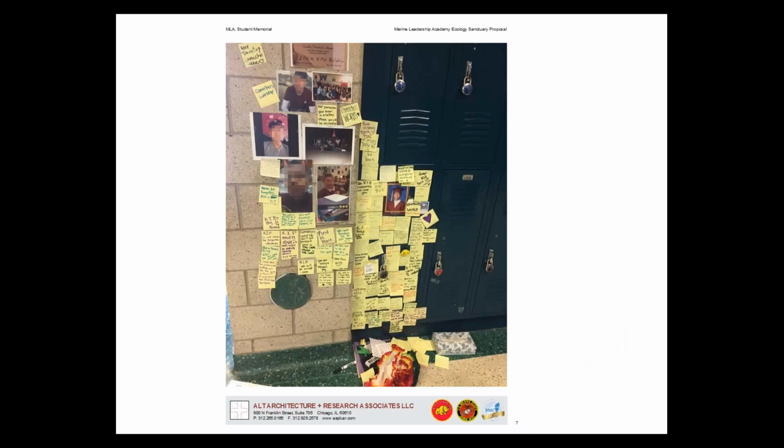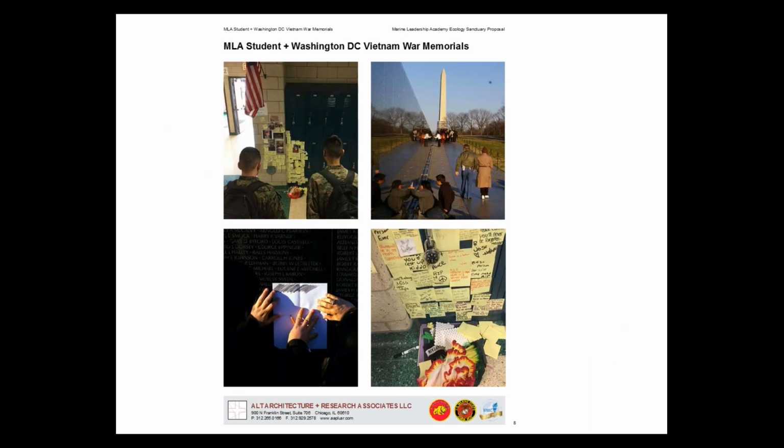So this was a locker in a hallway of the student who took his own life. Next. And here's an example, juxtaposing it against the memorial wall. Again, the counseling offices were basically overrun, high anxiety. It was palliative in the hallways. Next.